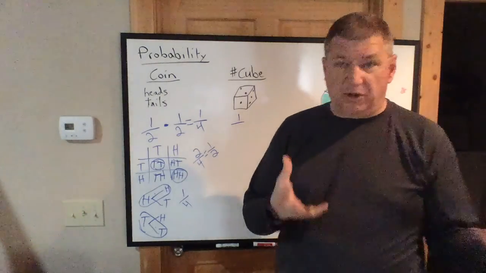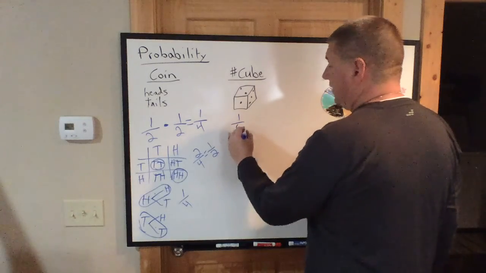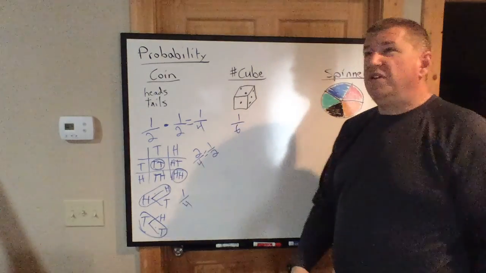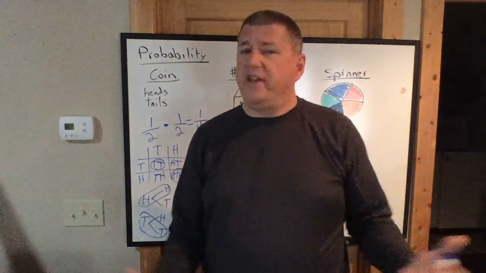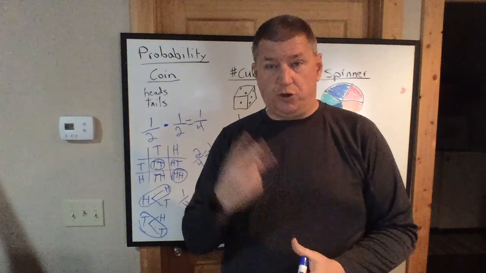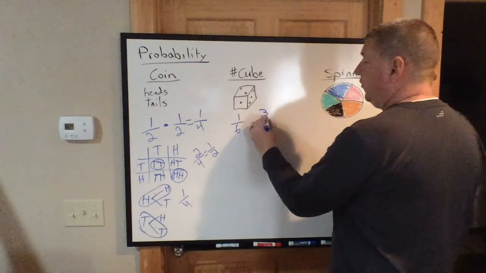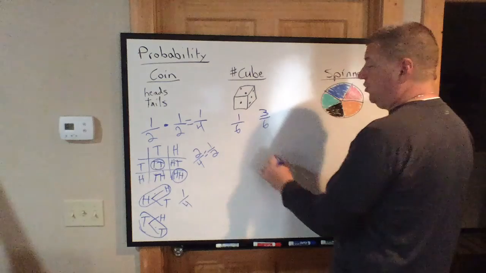Now, a typical standard number cube has 6 different numbers. So we have 1/6. Okay. Now, what if I wanted all the even numbers? How many even numbers are there? 2, 4, and 6. So there are 3 even numbers, 3 even numbers out of 6 possible rolls.